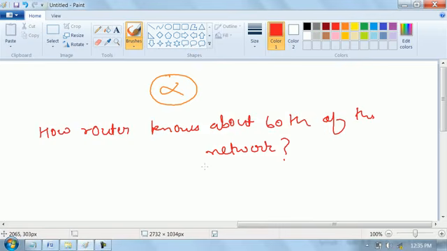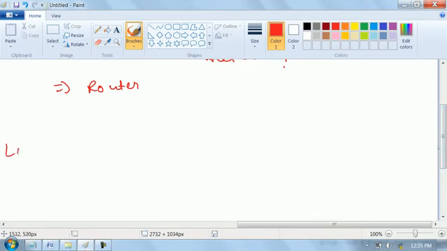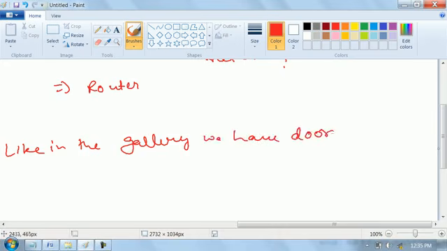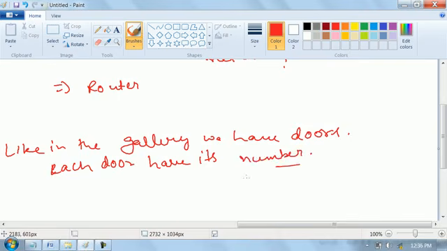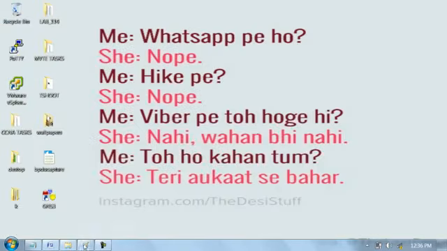Now guys, actually the thing is, like in the gallery we have doors. Agree? Any problem? Each door has its number. Fine? Any problem? Okay, I will go back to my example.